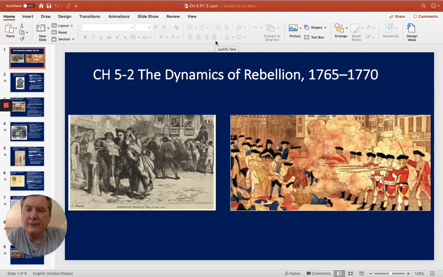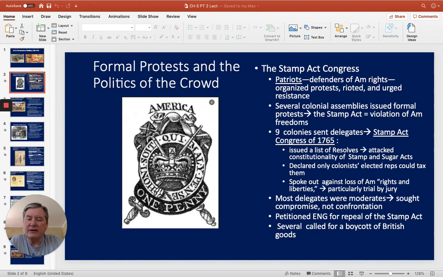This is kind of the road to rebellion, 1765 to 1770. This is the Stamp Act. The Stamp Act Congress, where the Patriots that went to the Stamp Act Congress of 1765 issued their list of resolves. They attacked the constitutionality of the Sugar Act and the Stamp Act. They declared that only the colonists' elected representatives could tax them. And they were really irritated about the loss of trial by jury and being tried by vice admiralty courts.